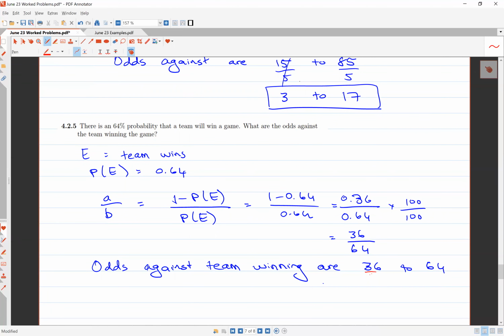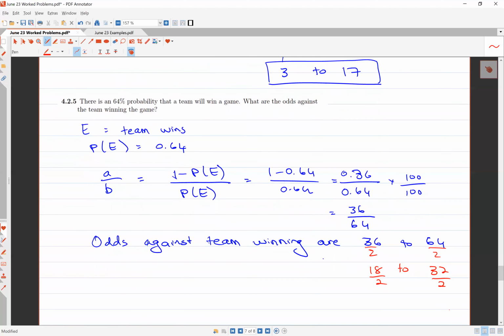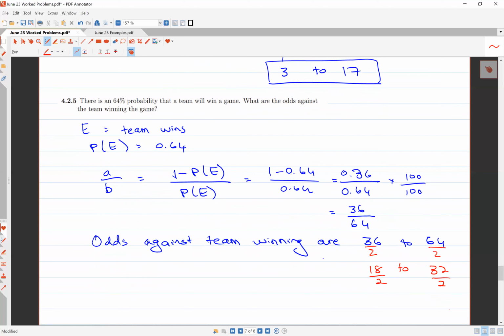But I want these to not have common factors. Both of these are divisible by 2, so I can divide by 2 and I would get 18 to 32. These are still divisible by 2. You could directly divide by 4 if you recognize that as a common factor, that's fine. But 9 to 16. 9 only has a factor 3, 16 only has factor 2. So here we've simplified it as far as possible.